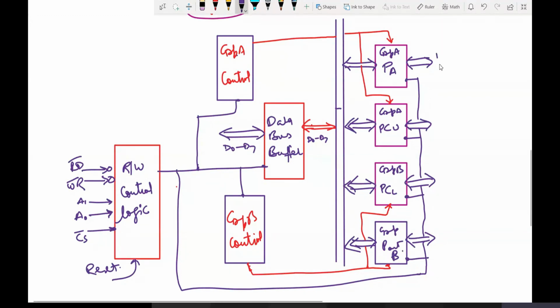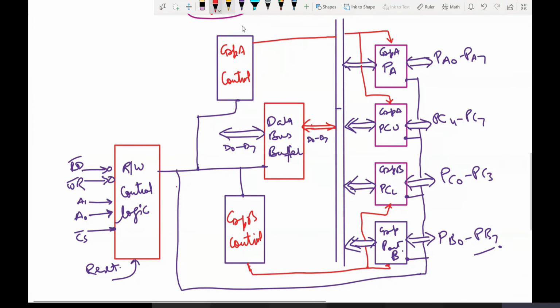Group A, port A: how is port A written? PA0 to PA7. Port C upper, PC4 to PC7. Port C lower, PC0 to PC3. Port B, PB0 to PB7. Fine. Is that okay? Are you having any difficulty in drawing this?